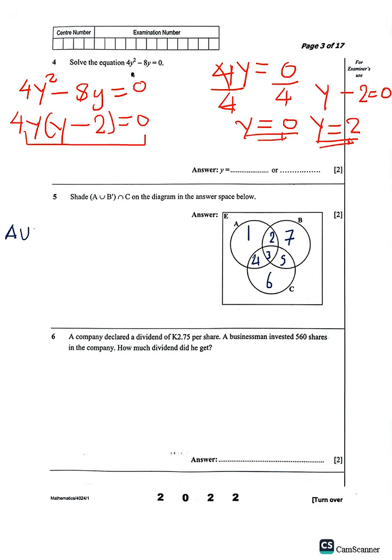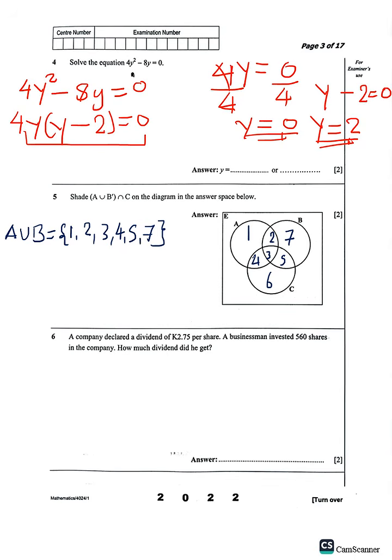So A union B, we are looking at the elements that are found in A and in B. So we are trying to combine set A and set B. So these are 1, 2, 3, 4, 5, 7. Okay.